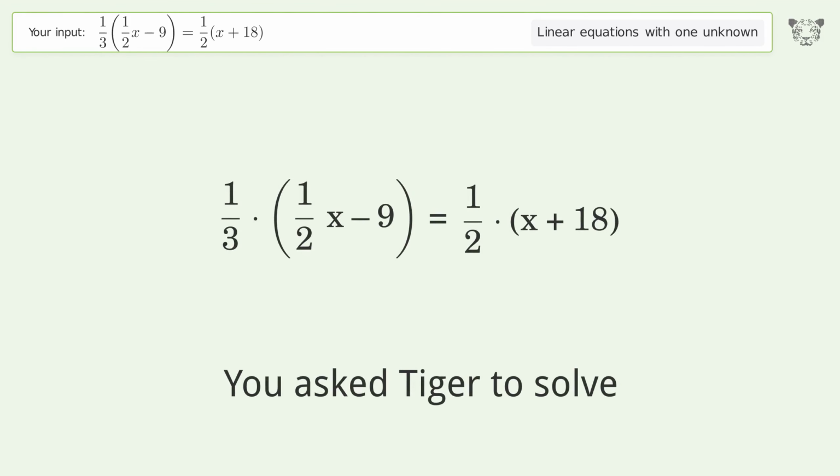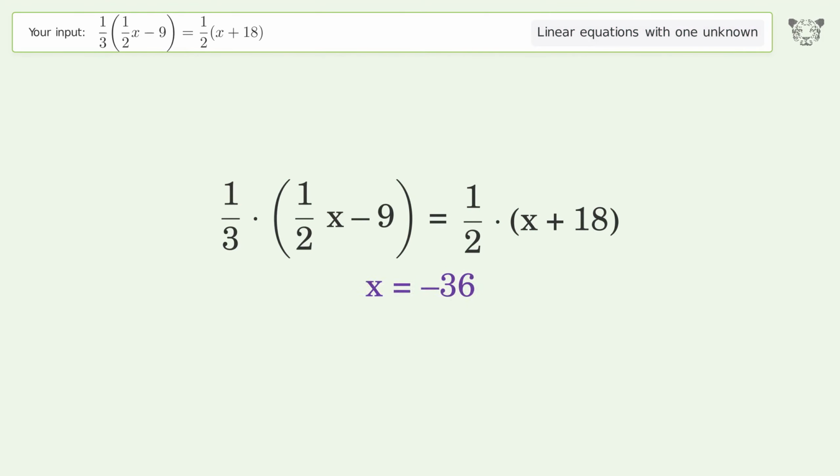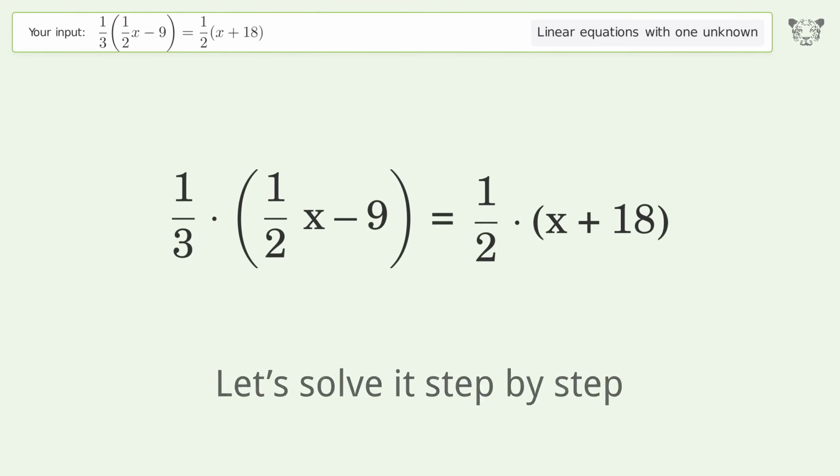You ask Tiger to solve. This deals with linear equations with one unknown. The final result is x equals -36. Let's solve it step by step.